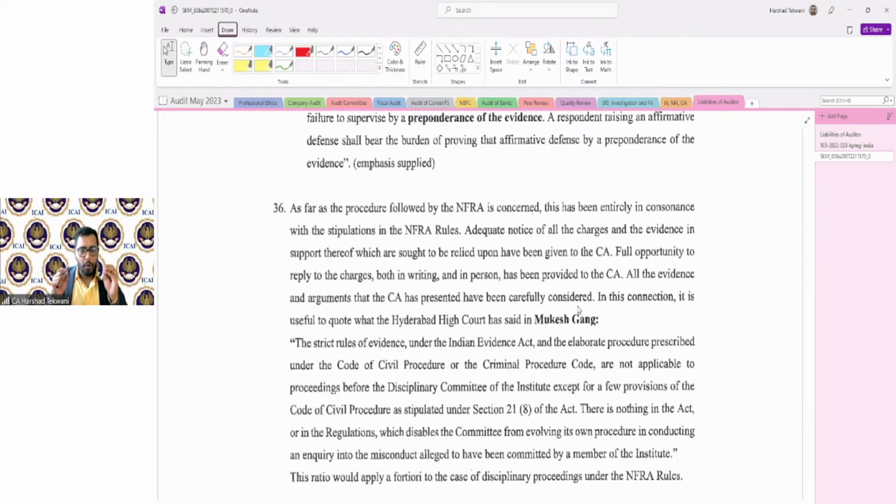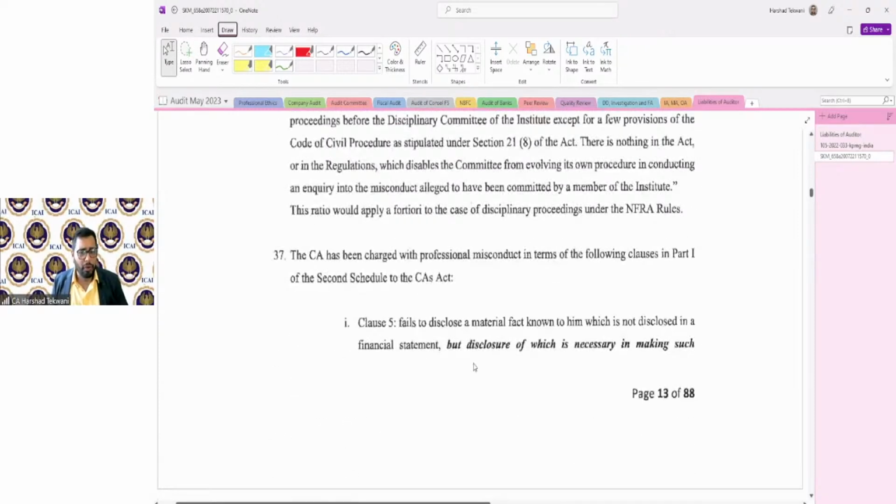Again, that is totally dependent upon the misconduct, case to case basis. There is no single answer. You can't say, okay, this is criminal, this is civil. No, you need to understand what the underlying situation is, what the underlying misconduct is, and what the underlying allegations, basically charges, are. So in that way it is defined. As I was discussing clause 5, clause 6 of the second schedule of part 1, the same has been taken as a reference in this particular order also.